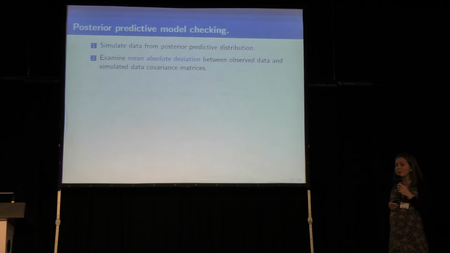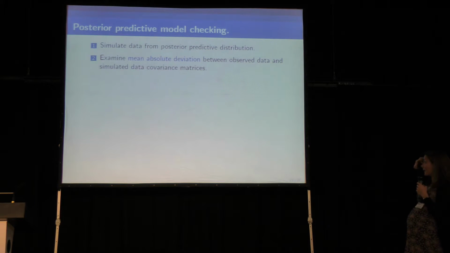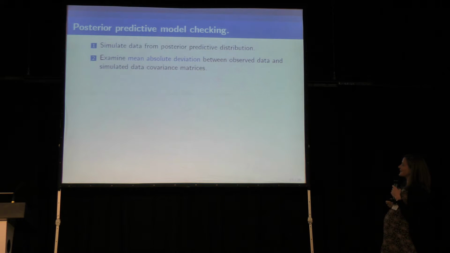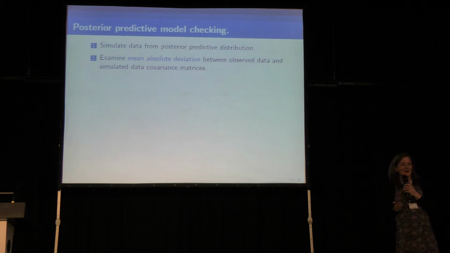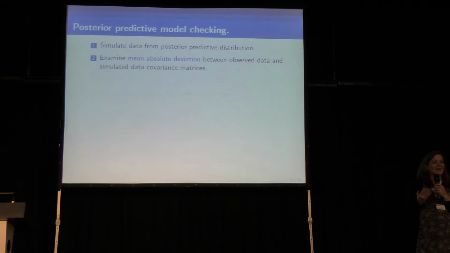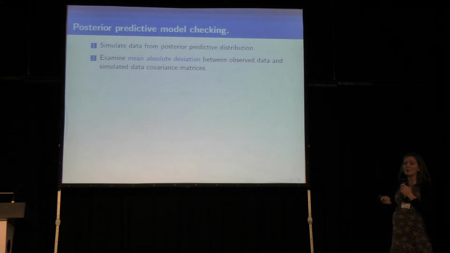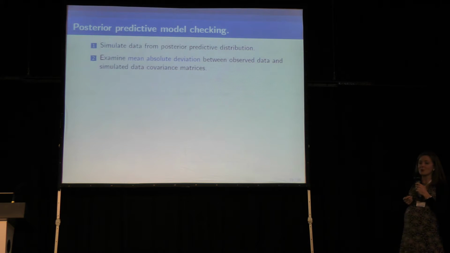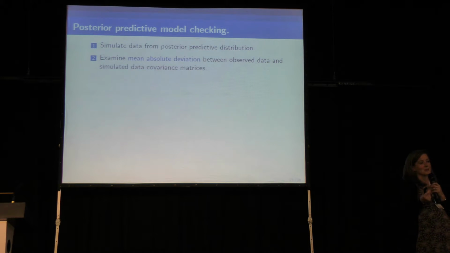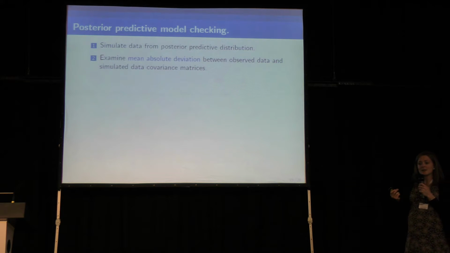I did some posterior predictive model checking at the behest of the nice reviewers from when we submitted it to the JRSS. We had omitted it in our initial submission. So how do you assess model fit when it comes to multivariate longitudinal data? What we did in the end was we simulated data from the posterior predictive distribution, nice and straightforward within the Bayesian framework. And we simply looked at the mean absolute deviation between the observed data covariance matrix and the covariance matrix of each simulated data set.